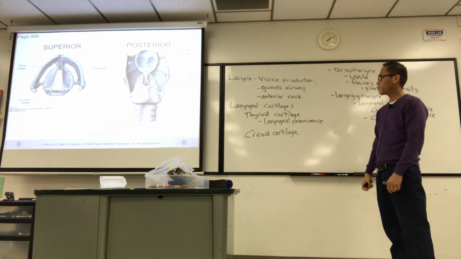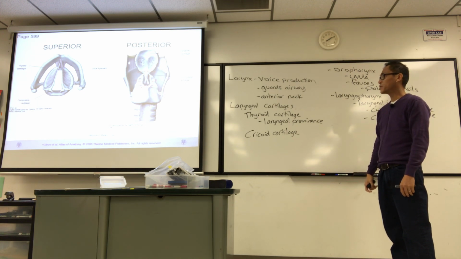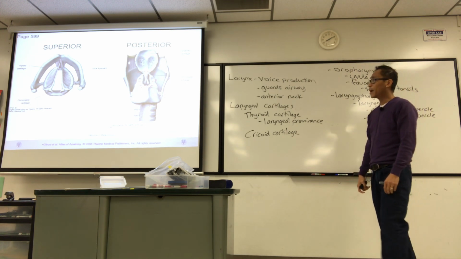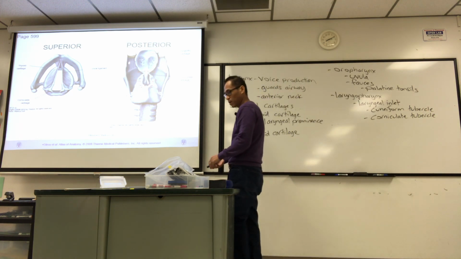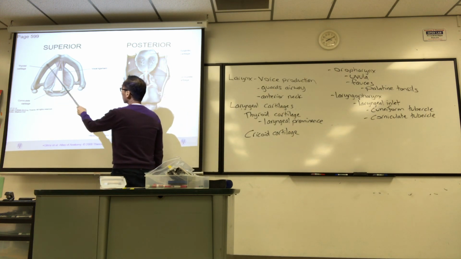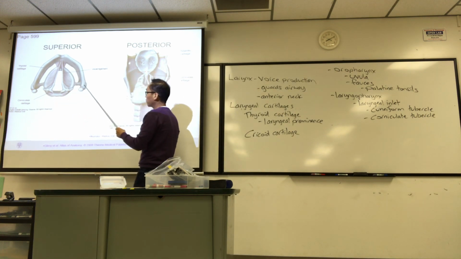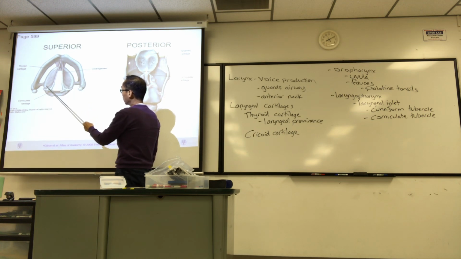So here are different views of the larynx, a superior and a posterior view. Let's start with the superior view. Look how big your voice box is, your thyroid cartilage. What makes it a voice box? These vocal ligaments right there. So look at the posterior view.